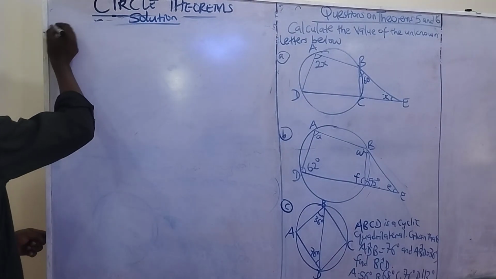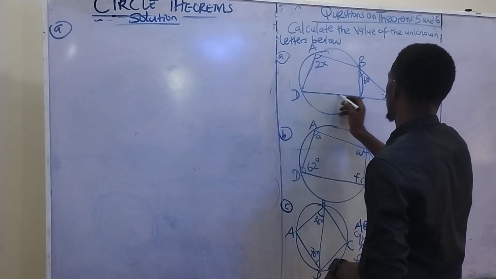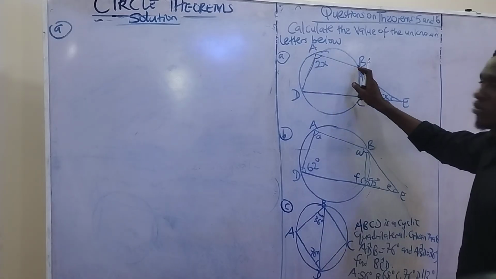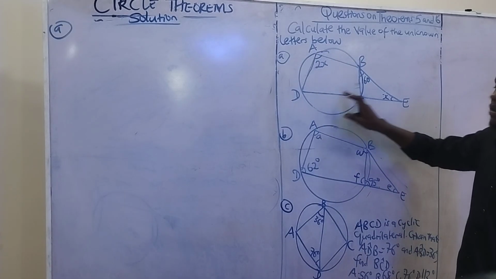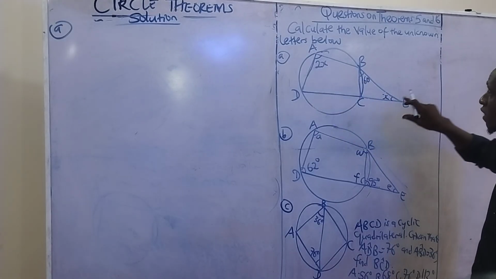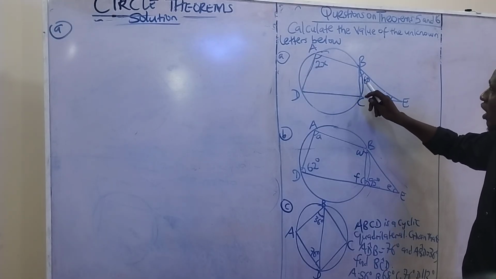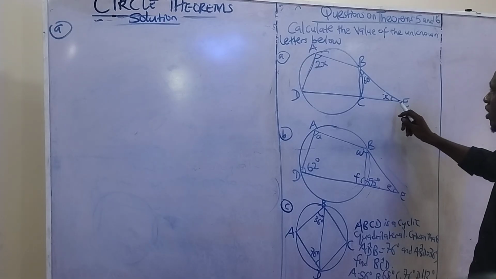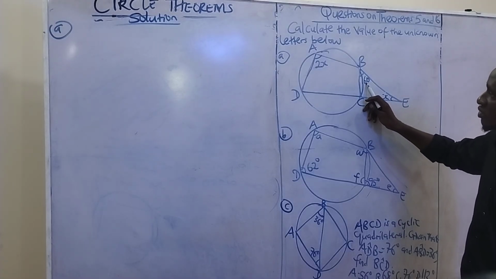So we have A. This is a cyclic quadrilateral, that is A, B, C, D. Going by this, we can't start from here, because we have only one unknown here. So let us look at this critically. We have a triangle here. We have x. We have 60 degrees.